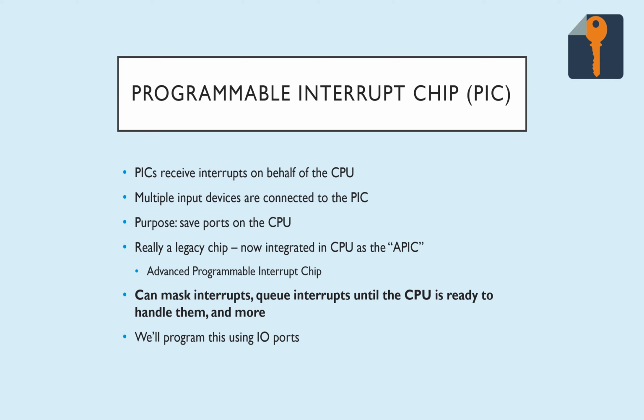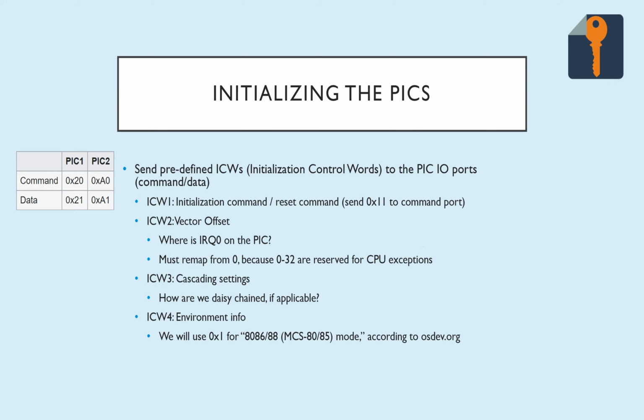So we'll program this using I/O ports, which will lead to our discussion of what I/O memory is, how we change I/O memory using those I/O ports, and the like. But first, let's talk about how the PICs are initialized. It is a preset procedure where you send ICWs, initialization control words, to the PIC I/O ports. On the left, you'll see that PIC 1 and PIC 2 both have their own dedicated command and data ports to receive these ICWs on.